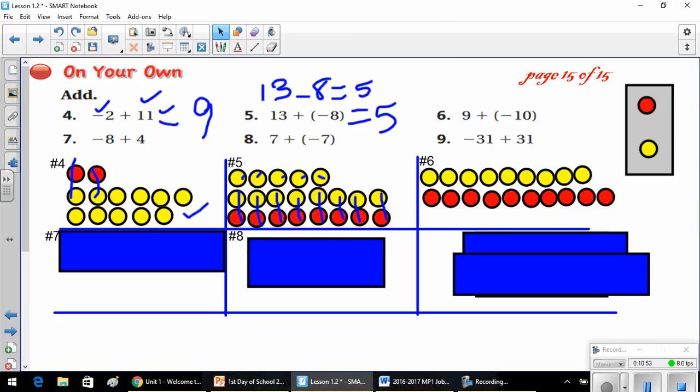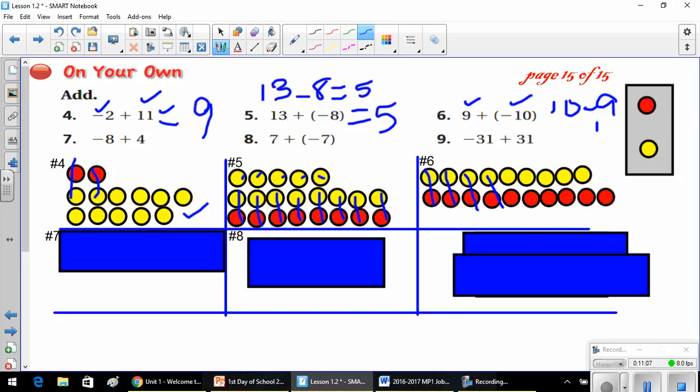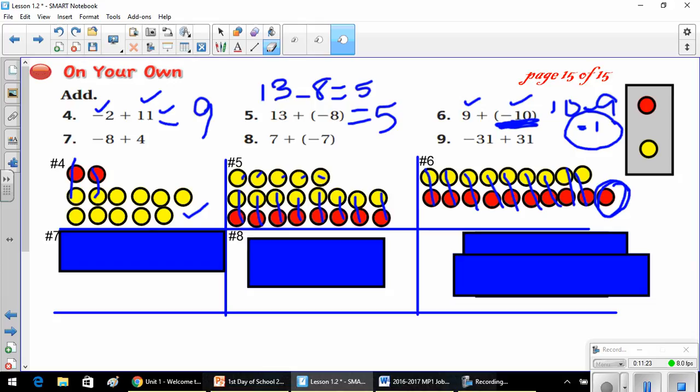Next example, 9 plus negative 10. The signs are different. I have a positive, I have a negative, so I'm going to do 10 minus 9 to get 1. If you notice, these are 0 pairs that cancel out, leaving me with 1 negative. The absolute value of negative 10 is bigger, so my answer has to be negative. Right, I'm going to erase the work for 4, 5, and 6, so I have a clean sheet to work with for the last 3. If you need any of this work, please pause now.